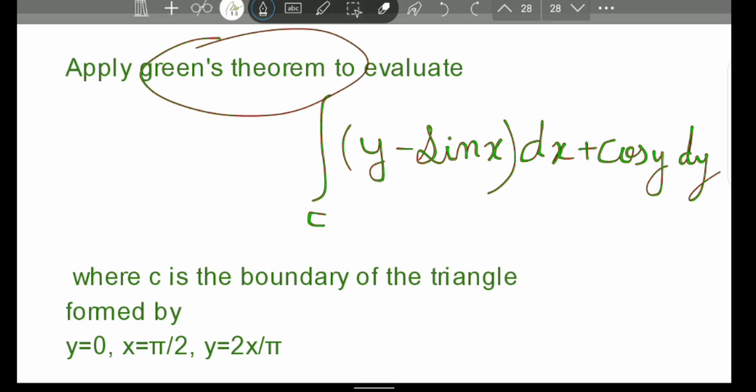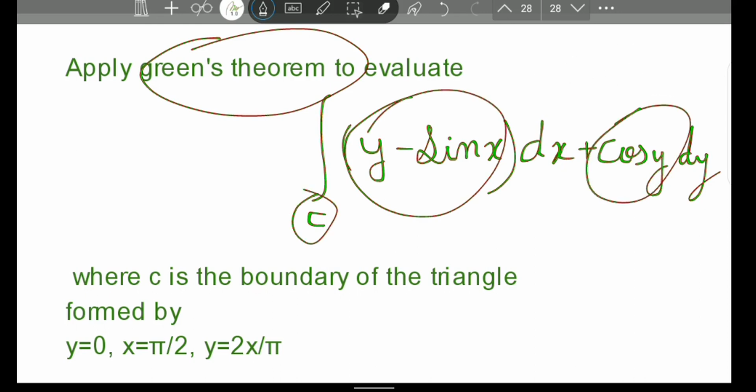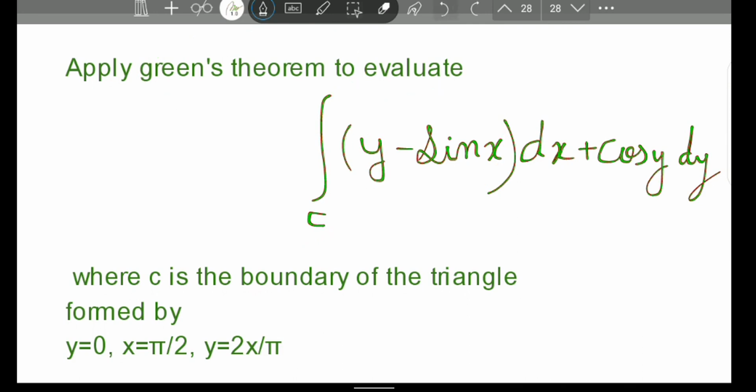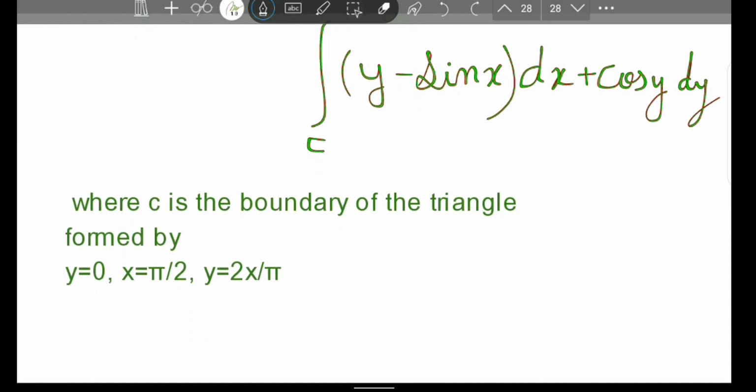Let's apply Green's theorem to evaluate the integral (y minus sin x) dx plus cos y dy along a closed curve. Once again, we want to apply Green's theorem to evaluate this integral along a closed curve, which is the closed curve bounded by the boundary of the triangle formed by y equal to 0, x equal to pi by 2 and y equal to 2x by pi.